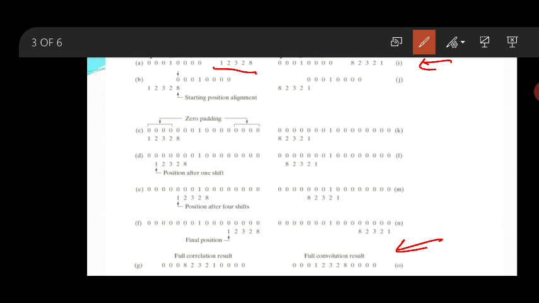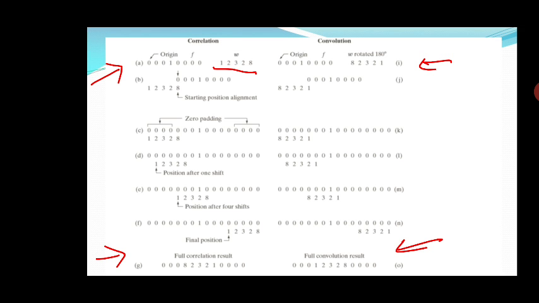In correlation, what we have done here, we have not flipped. Whatever result we have obtained in the end, we flip it by 180 degrees. In convolution, in the beginning itself, whatever the W is, you have to flip it by 180 degrees.